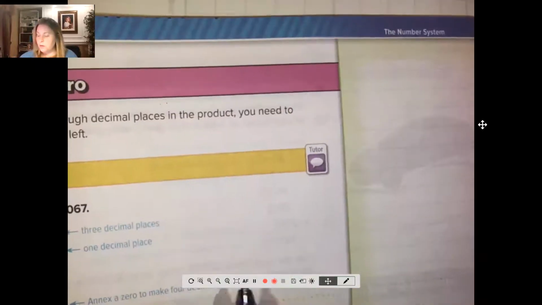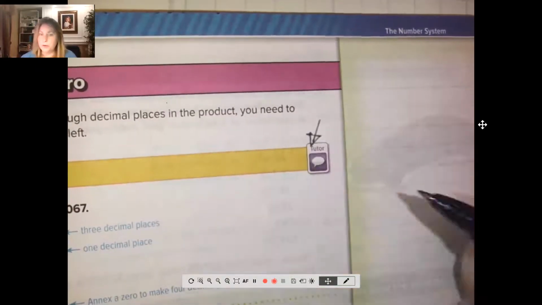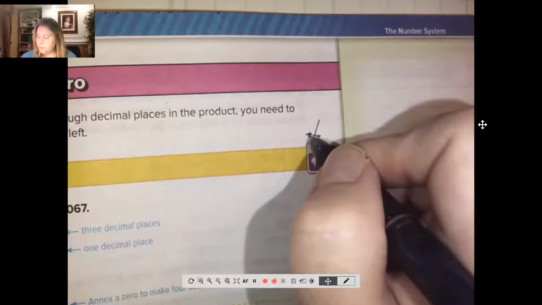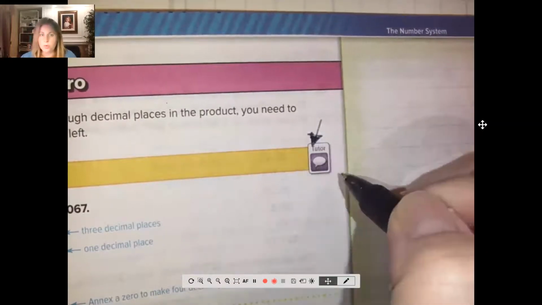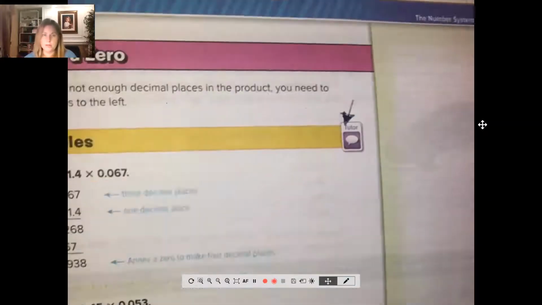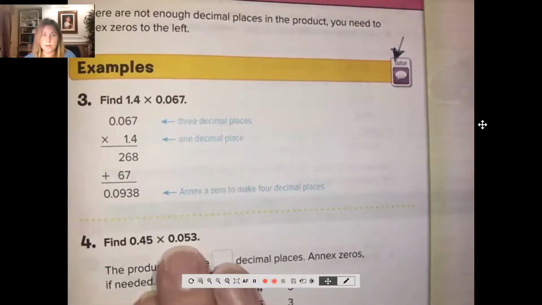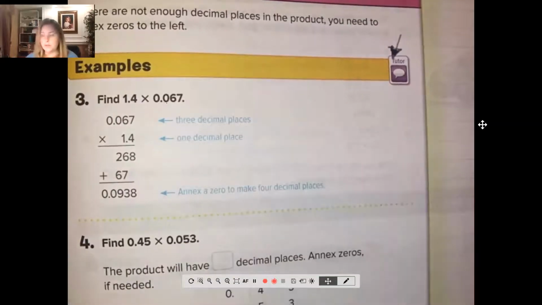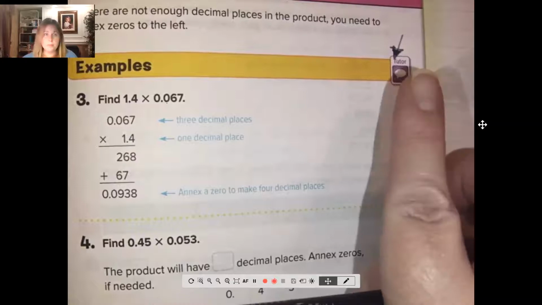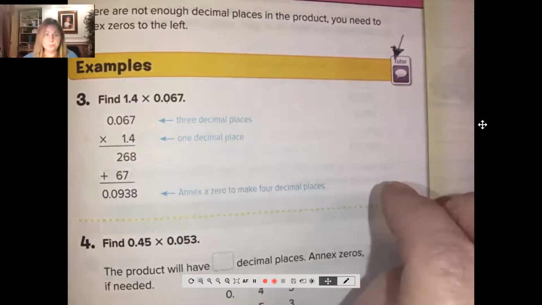Also, when you see this symbol, the tutor button, that means that if you want to go in your online textbook, you can watch a video of a teacher working out this problem. Right in your online textbook, you log in, you go to chapter 3, lesson 4, and that'll be one of the sample problems that they explain to you. Let's go ahead and do that together though.